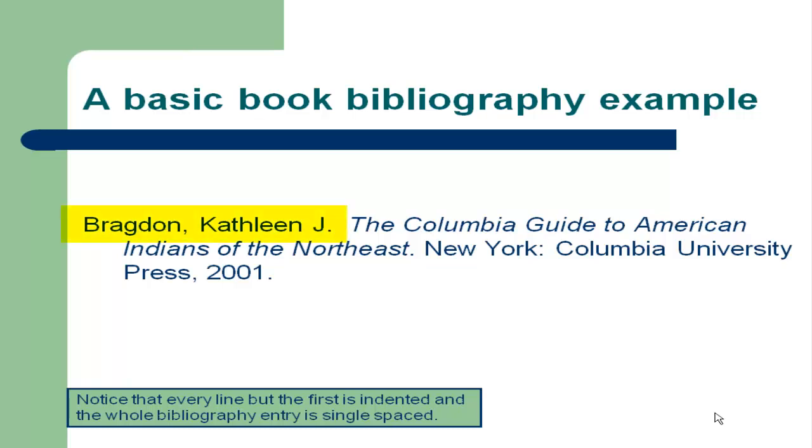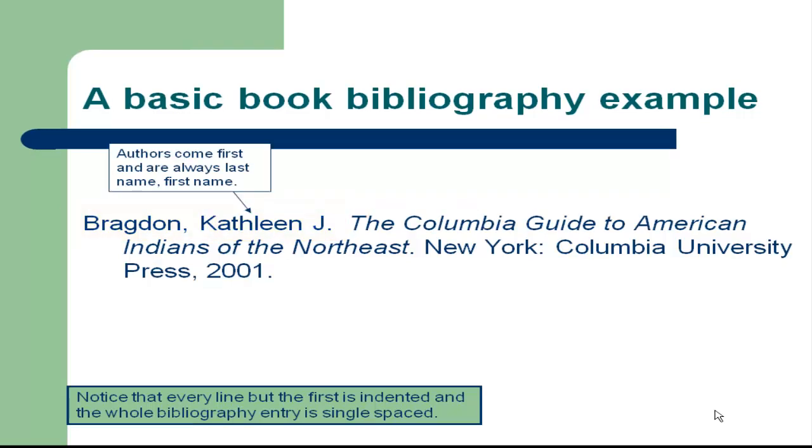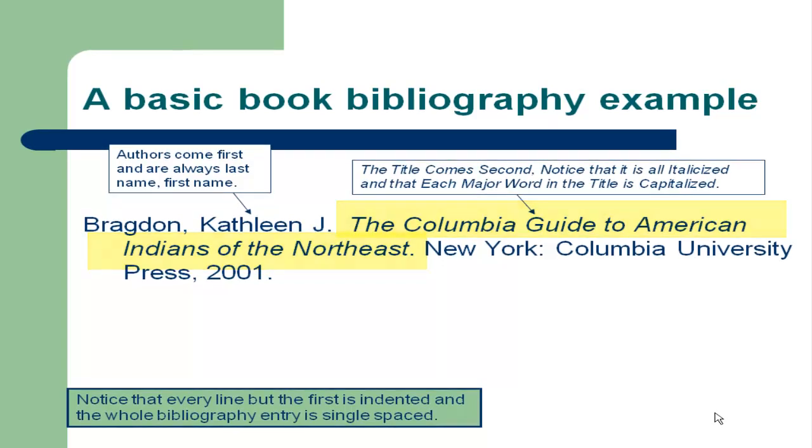As I said before, we start with an author, but you'll notice what's happened to our author is that we have flipped it. So where she was before Kathleen J. Bragdon, she's now Bragdon, Kathleen J. Last name and then first name, because bibliographies are alphabetized according to authors' last names or first words if you have something that does not have an author. After our author comes the title of our book. Still, major words are capitalized and it is still italicized.